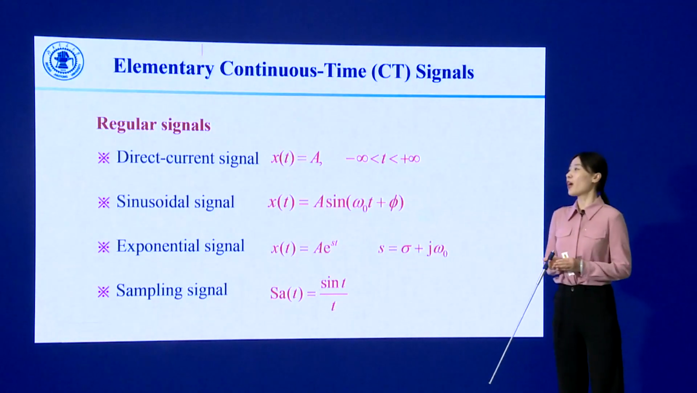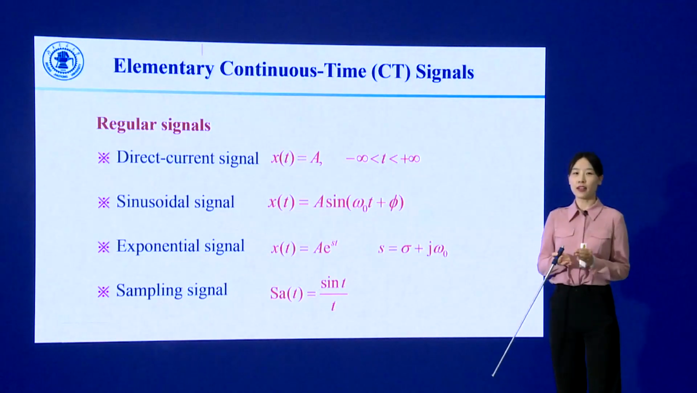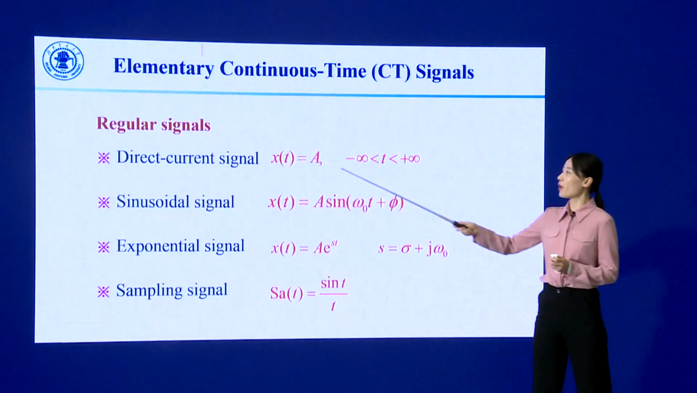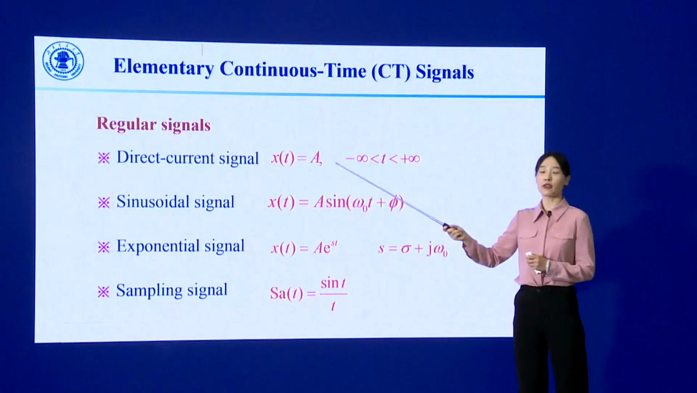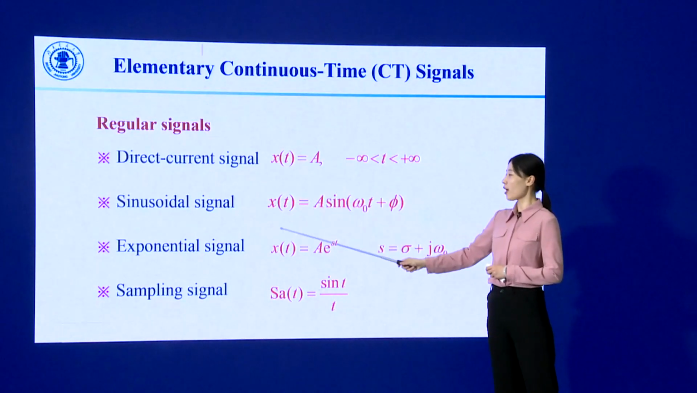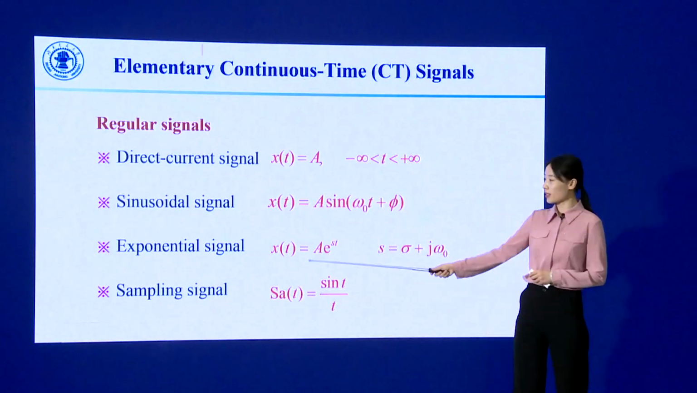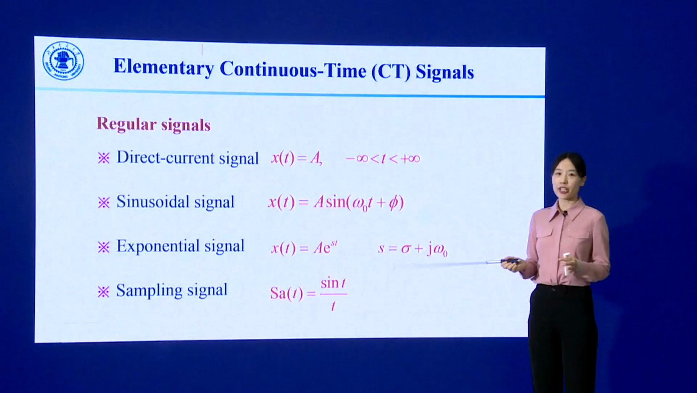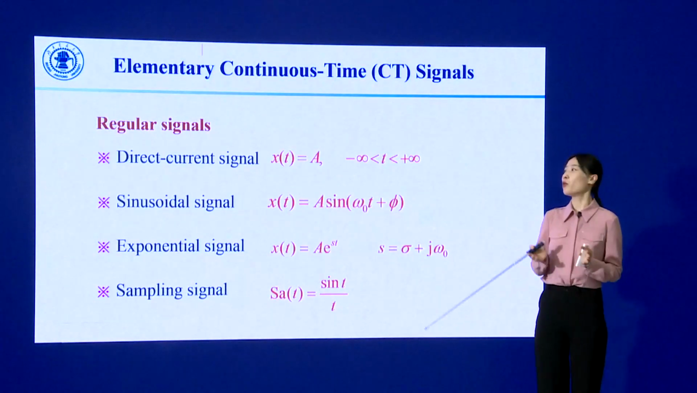Now, let's have a summary of this lecture. In this lecture, we introduced the regular CT signals, including the DC signal, sine signal, exponential signal, and sampling signal. You should master the definition and properties of these signals.